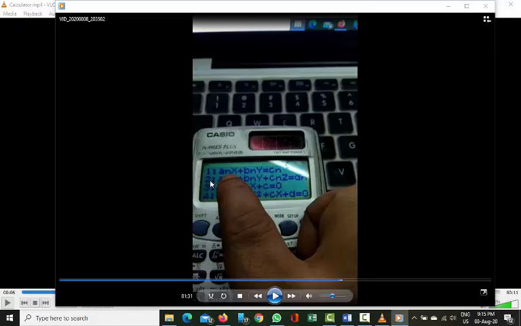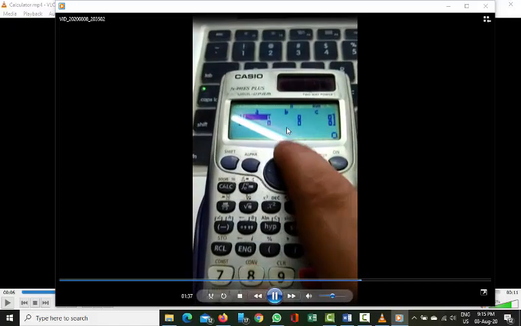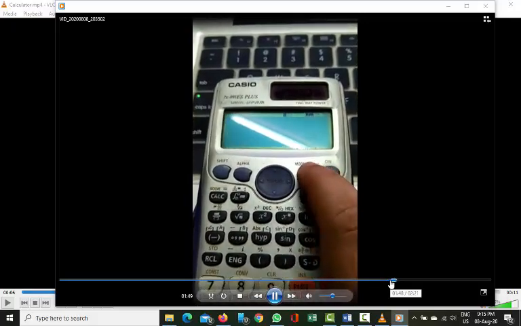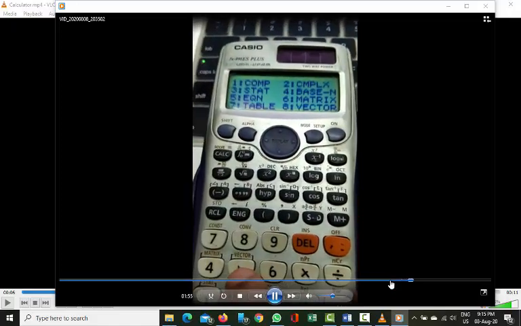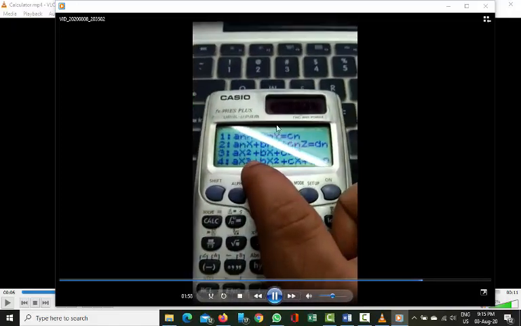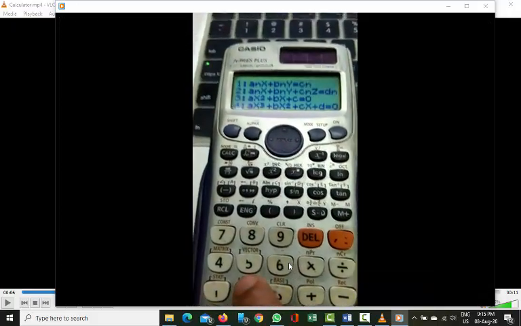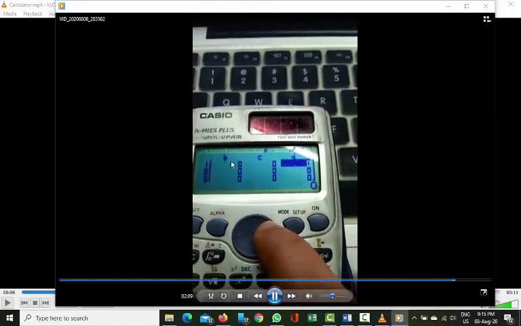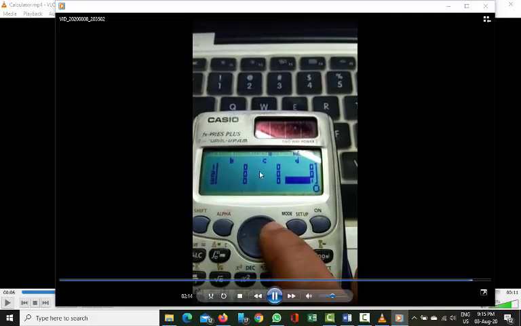So after you press number 2, you will get a display like this. If you choose number 2, you will see 3 equations. 1, 2, 3 means 3 equations. Here A, B, C, D columns will be there. So you should input all the values there.